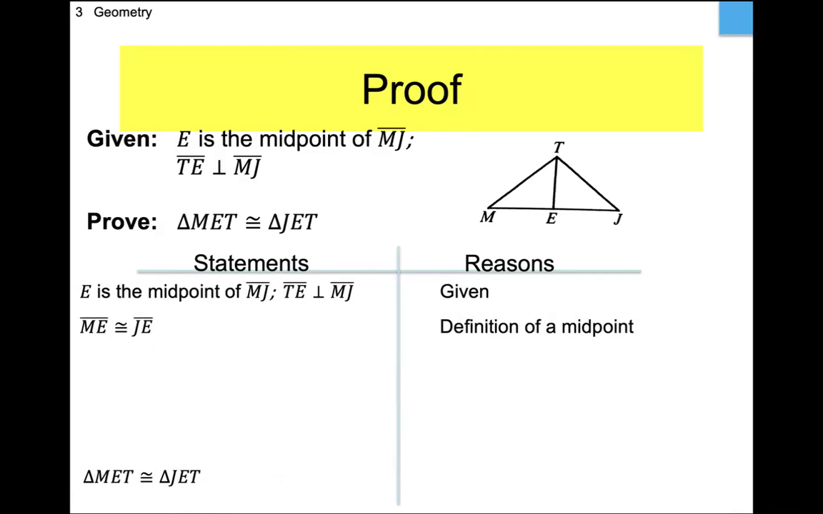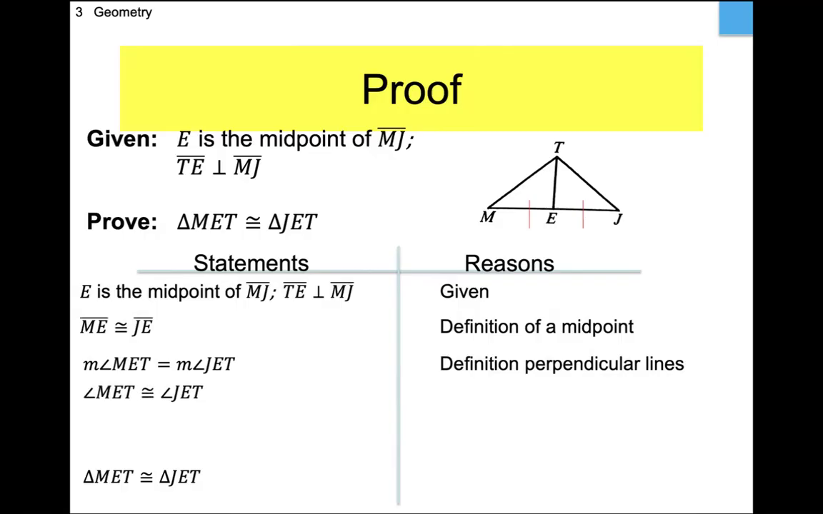How about statement number two? Statement number two says things are perpendicular. Well, the consequence of being perpendicular is that they form a 90-degree angle, right? So that means I have two 90-degree angles. Which two angles? Well, MET and JET, right? Those are both 90-degree angles, right? So those two angles are congruent to each other, right? That's the definition of congruent. If the measurements are equal, right, then they are congruent. Okay.